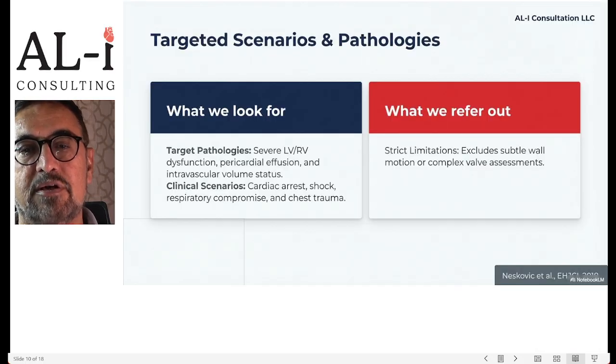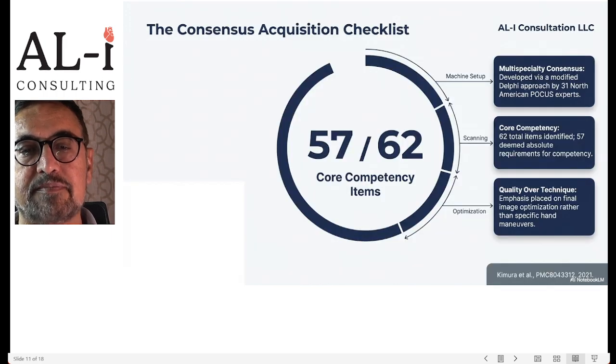Targeted scenarios. Once these views are acquired well, they can answer very practical bedside questions. Is the left ventricle severely depressed? Is the right ventricle enlarged? Is there pericardial fluid? Are the chambers grossly disproportionate? Is there an obvious large regurgitant jet on limited color Doppler? The value of cardiac POCUS comes from matching the image to the clinical question.